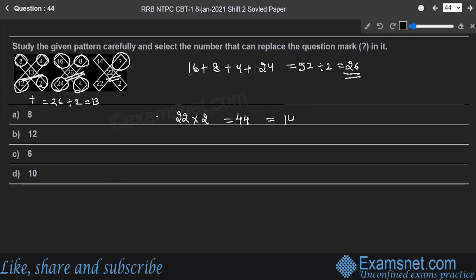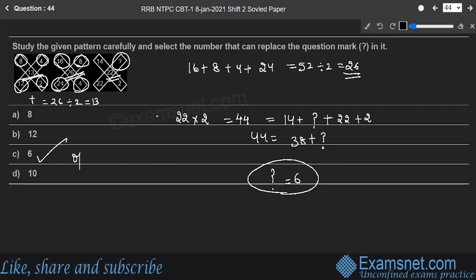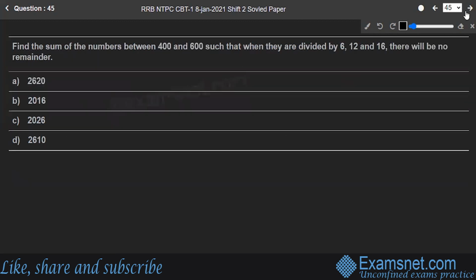This 44 will be equal to 14 plus question mark plus 22 plus 2, which will be equal to 38. So 44 is equal to 38 plus question mark, or question mark is equal to 6. I have option C as the correct answer to this question. Hope you understood this.